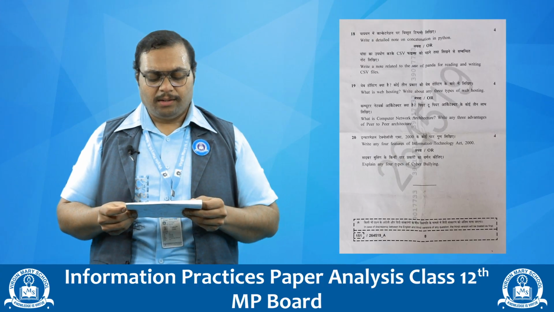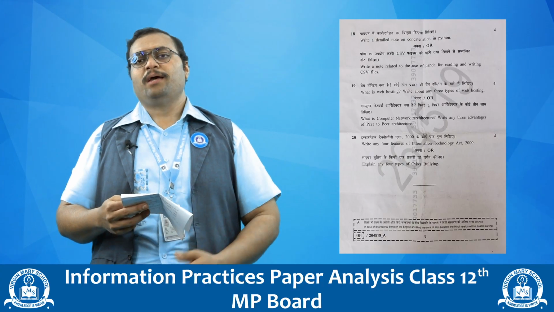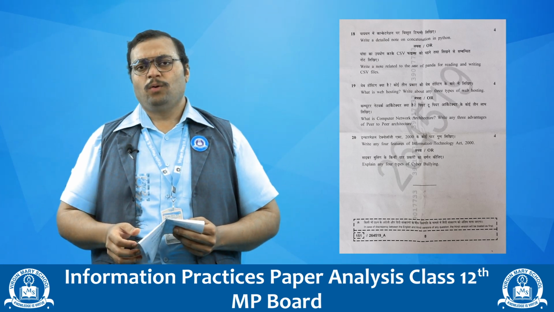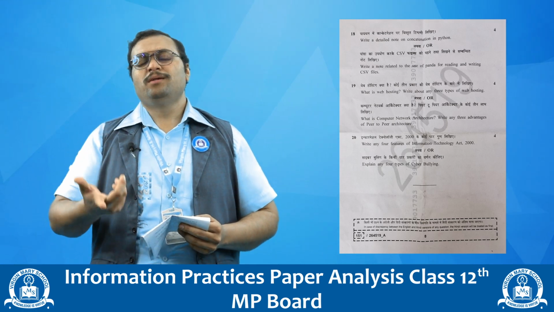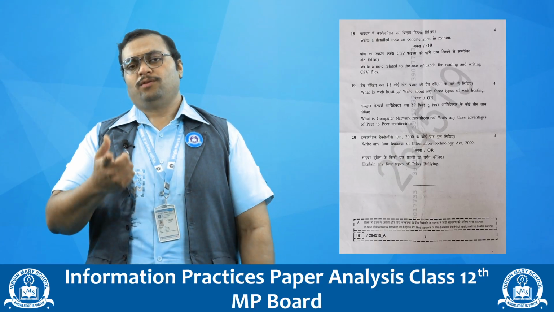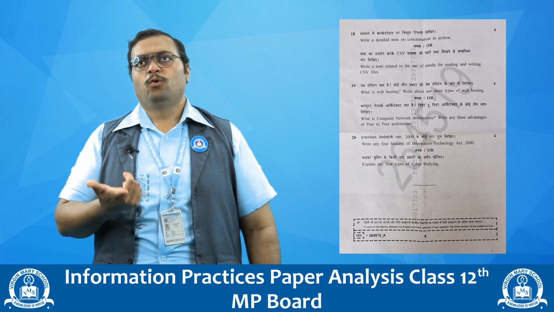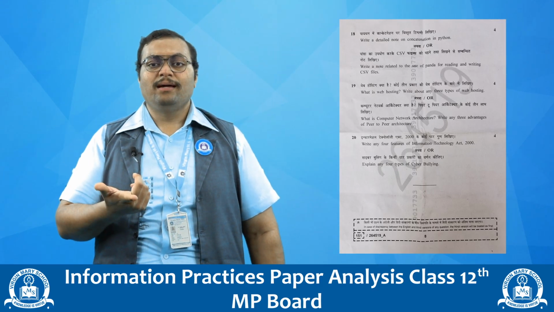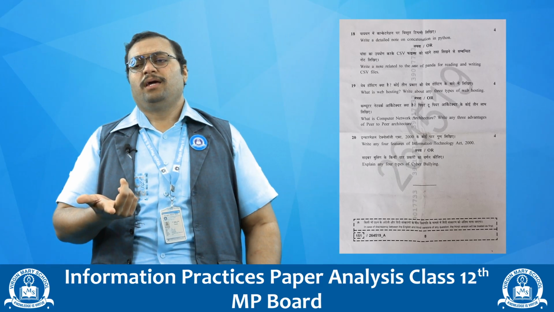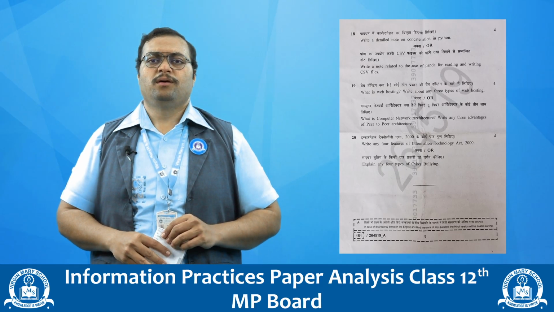Moving on to the last part: explain any four types of cyberbullying. So what is cyberbullying? Cyberbullying is to bully someone online. Basically, four types of cyberbullying could be cyber stalking, trickery, doxing, trolling, harassment, dissing, or even flaming. You can explain any of the four you like.